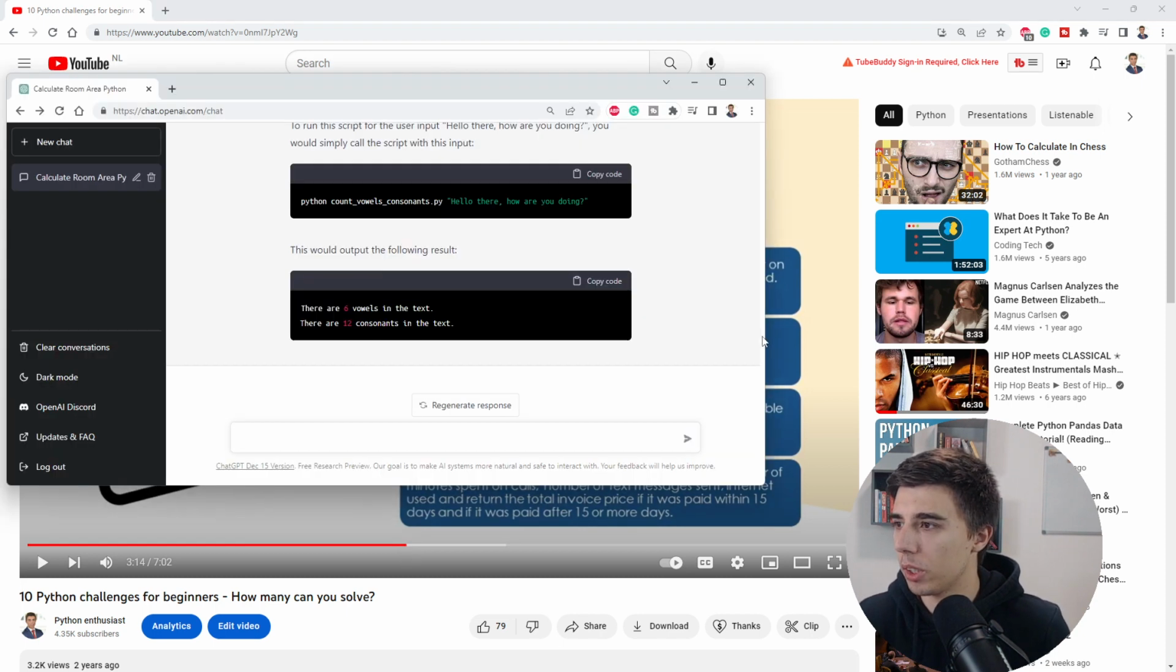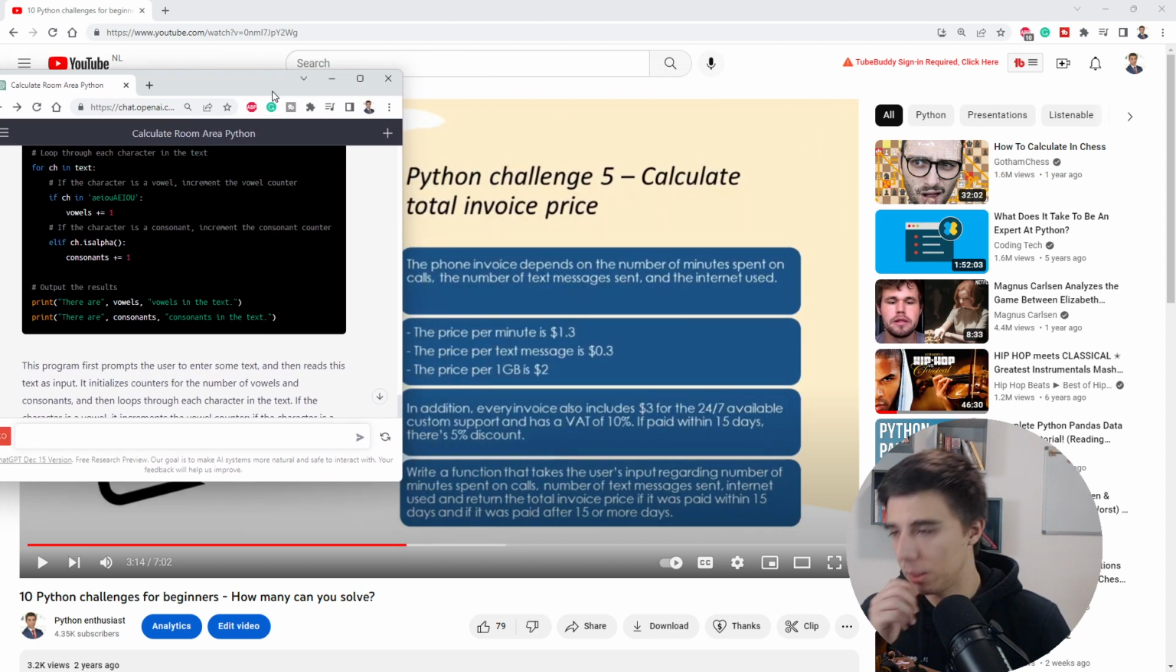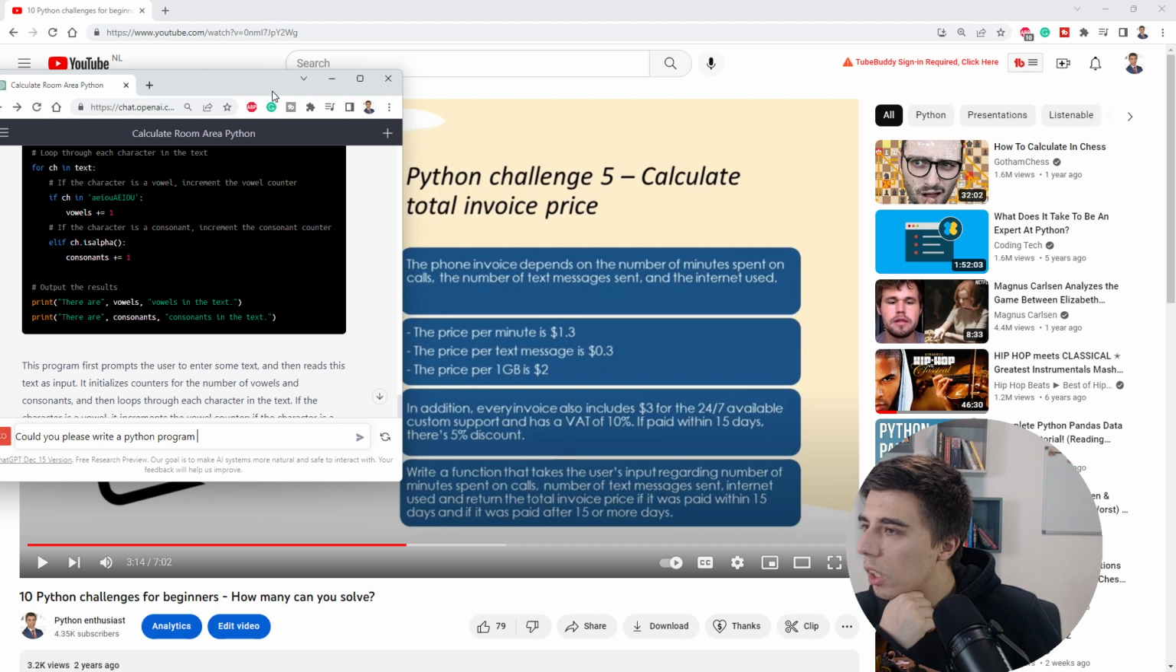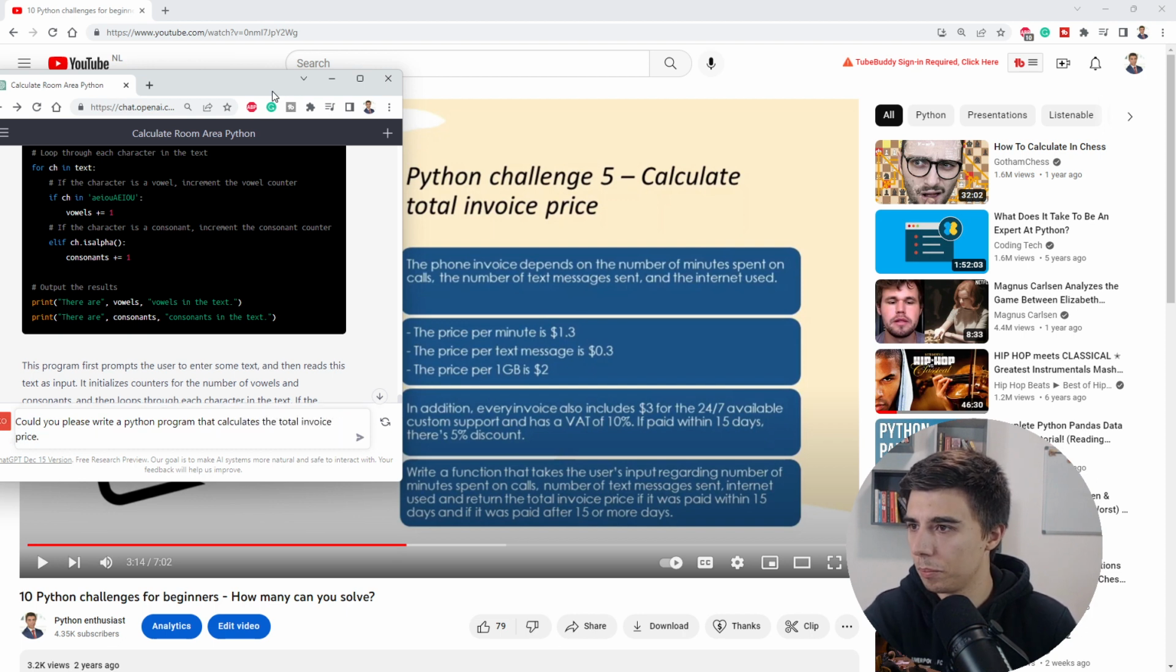Calculate total invoice price. I assume this will be something similar to the previous one where we had the tax and tip mixed. Could you please write a Python script? Or is it program? Let's use the same terms. So let's take a look at how we should do the phone invoice that calculates the total invoice price.